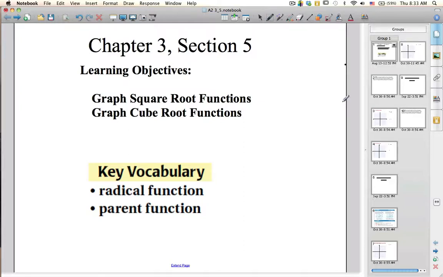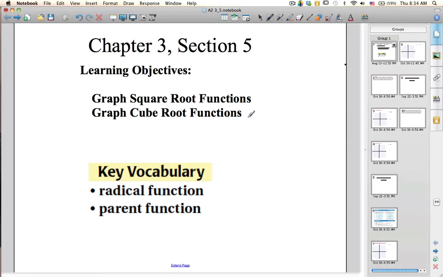So this is section 3.5, and what we're going to be working on is graphing square root functions and graphing cube root functions. This is going to draw a little bit on things you learned when we were working with the vertex form of graphing quadratic functions.